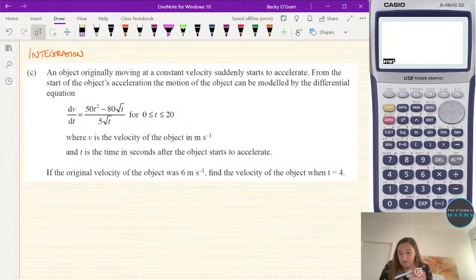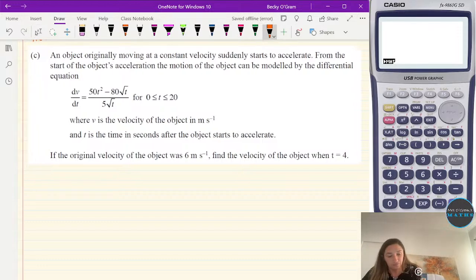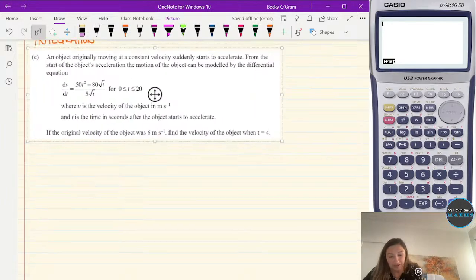Okay, final one for today, we have integration. We've got kinematics on this one. We've got the rate at which the velocity is changing, so dv by dt, given by this equation just here. Now, to work out the velocity of the object is what we're being asked for on this one. We would need to integrate that. I'm just going to shrink this down a little bit and do that.